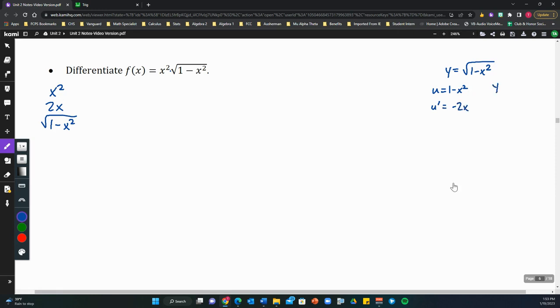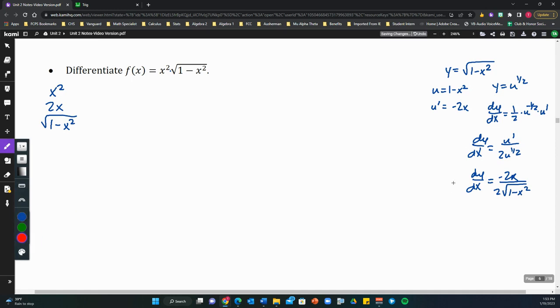So then I can rewrite this as y equals u to the 1/2, and therefore dy dx would be 1/2 times u to the -1/2 times u prime, or dy dx equals u prime over 2u to the 1/2, or dy dx equals -2x over 2 square roots of 1 minus x squared. Or looking at that, I know that's going to reduce even further because there's a common factor of 2 in top and bottom.